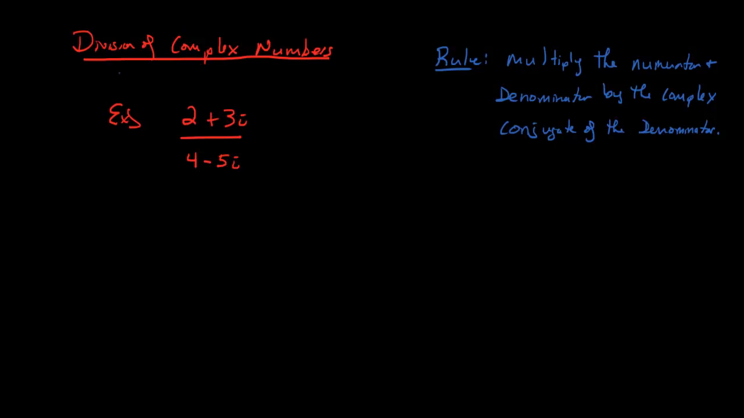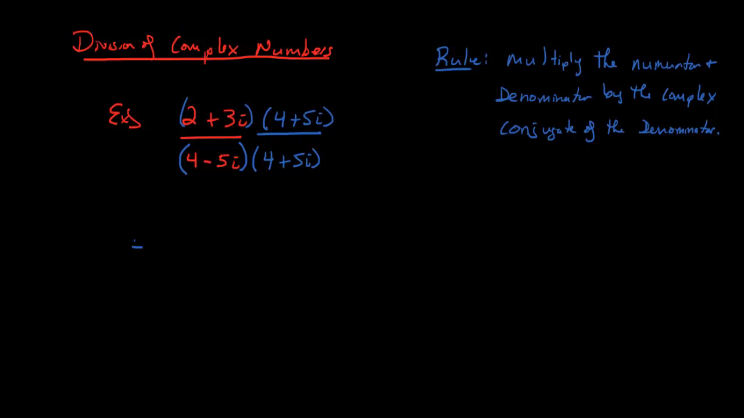So if we look at our problem, we have 4 minus 5i in our denominator. The complex conjugate of 4 minus 5i is going to be 4 plus 5i. But whatever we do in our denominator, we're going to have to do in our numerator, because you can only multiply through by a value of 1.